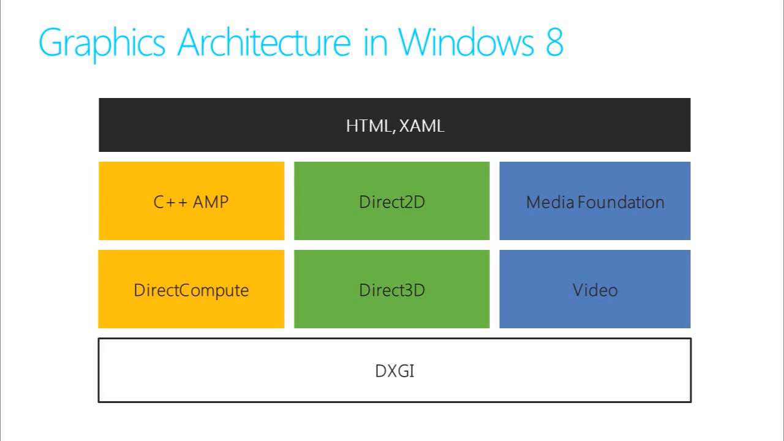The graphics stack builds from the bottom up with the DXGI, the DirectX graphics infrastructure, managing the GPU hardware resources below it. The DirectCompute, Direct3D, and video modules map to equivalent components in the actual GPU hardware. C++ AMP, Direct2D, and the Media Foundation components are higher-level abstractions, built on the technologies below them. Finally, the HTML and XAML rendering components represent the highest-level developer-facing abstractions for ease of development and high performance.